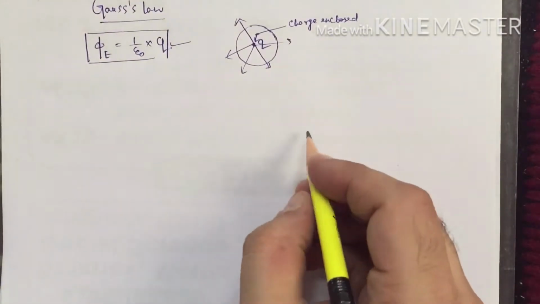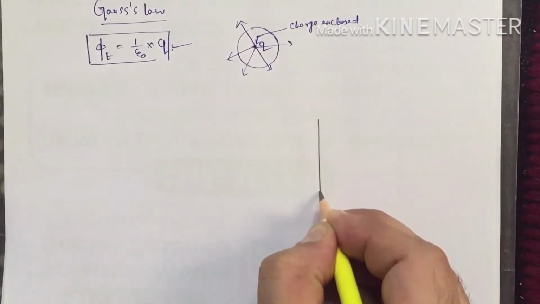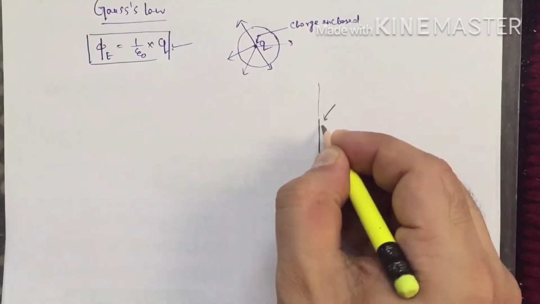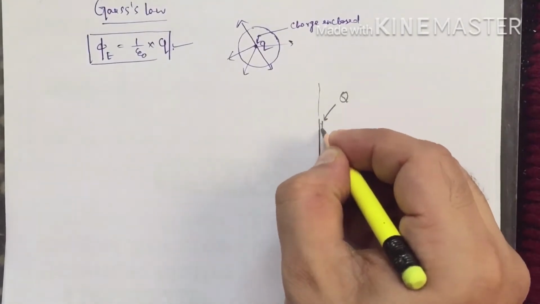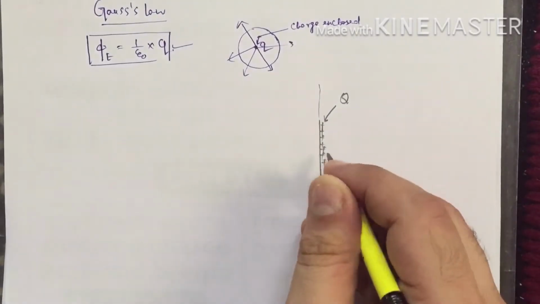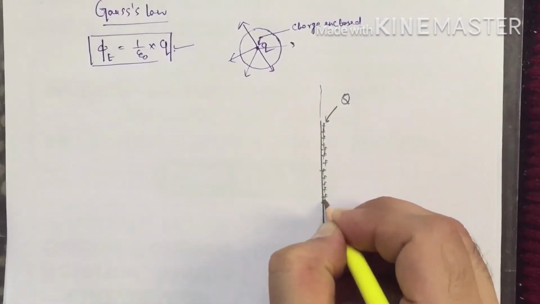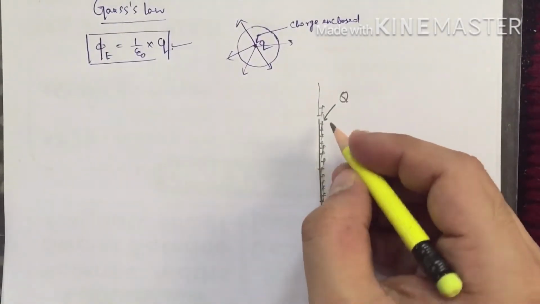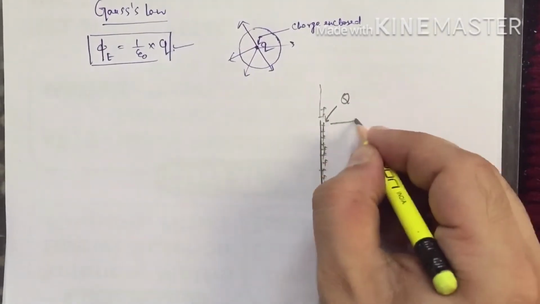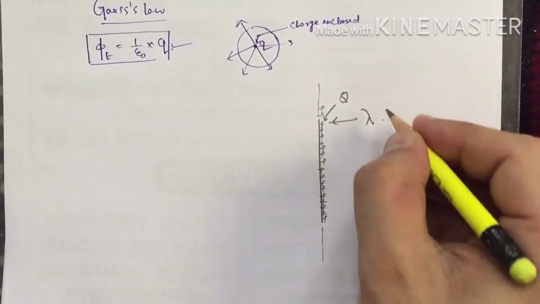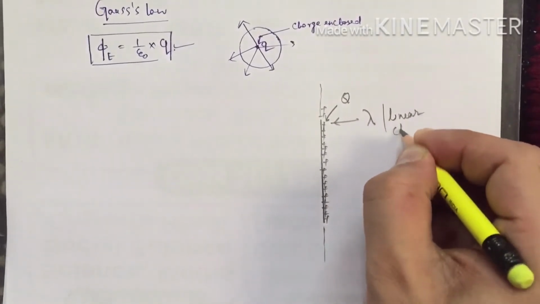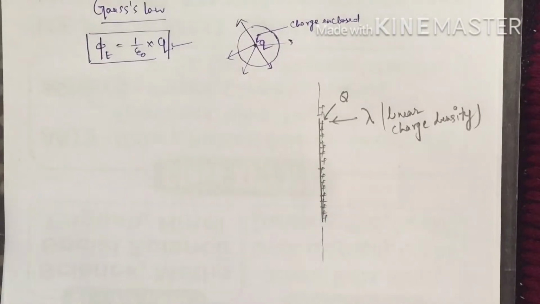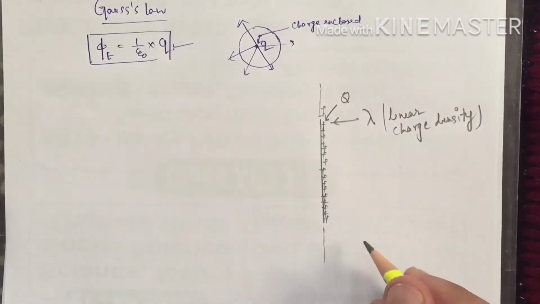Let us assume a long straight wire such that the charge is distributed along its length. It's a long straight wire which is uniformly charged. Now since the charges are distributed along the length, we define the linear charge density lambda. Lambda is your linear charge density. Such type of distribution is called linear charge distribution.